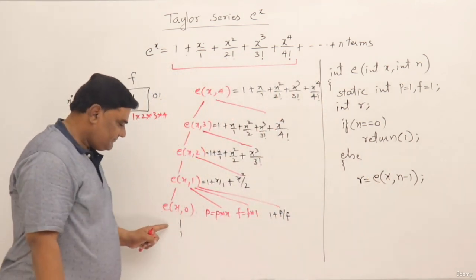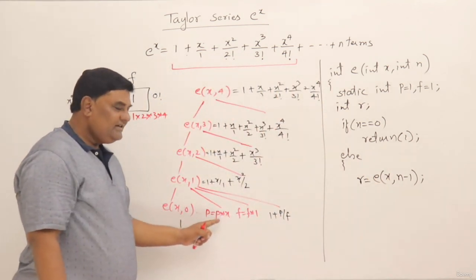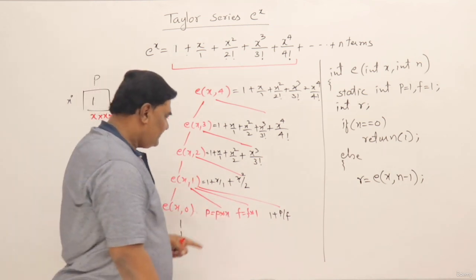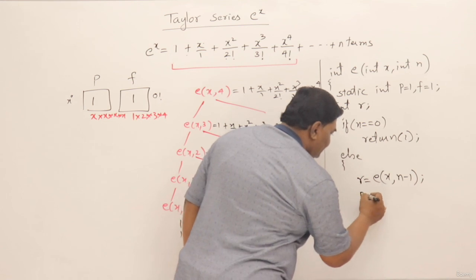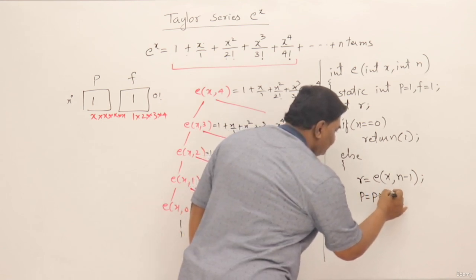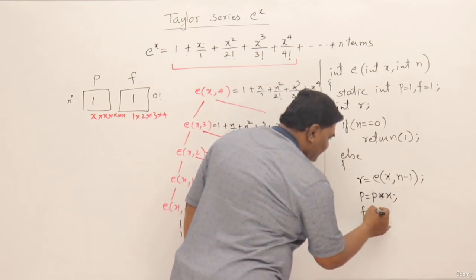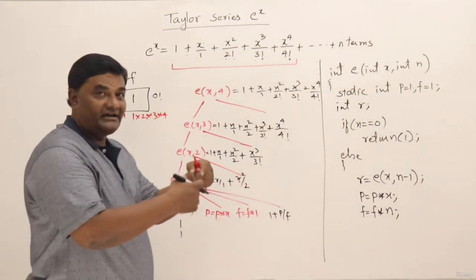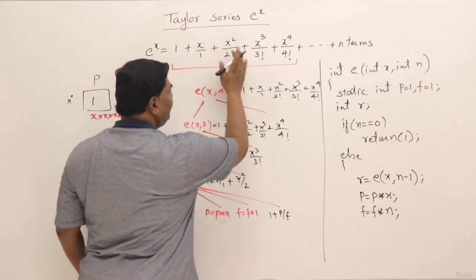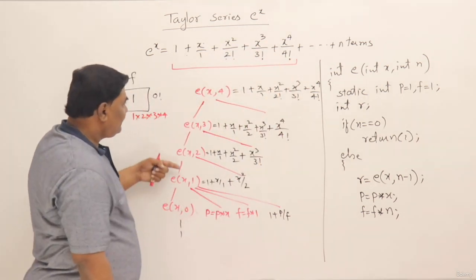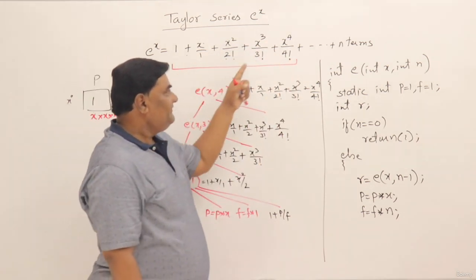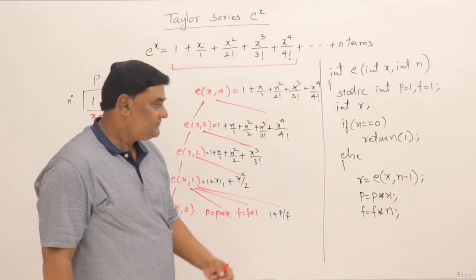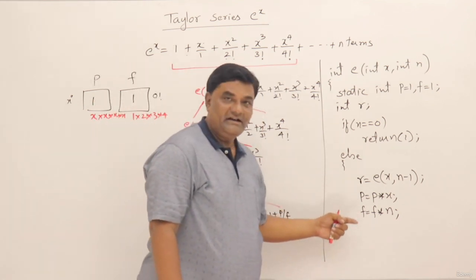Then here in the basic step, I have shown you that p is multiplied by x and f is multiplied with the value of n. So let us do this. P assign p into x and f assign f into n. So these two things will be happening at returning time. So at returning time, the power will be growing. By the time it returns back to the first call, p will be having x power 4 and f will be having 4 factorial. So those two are performed in returning time.